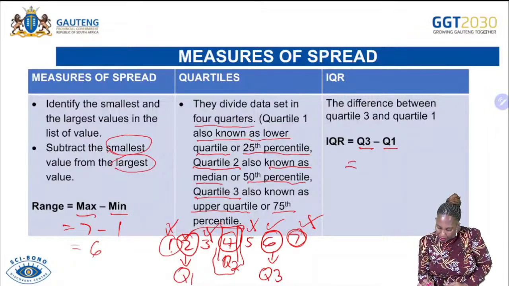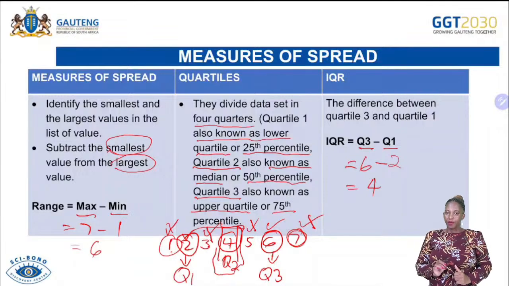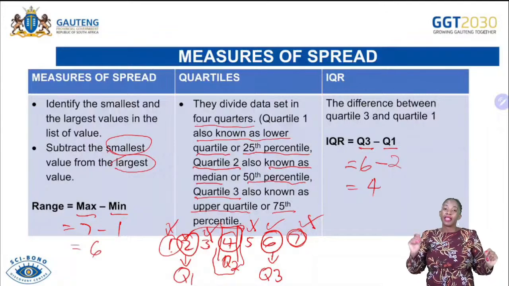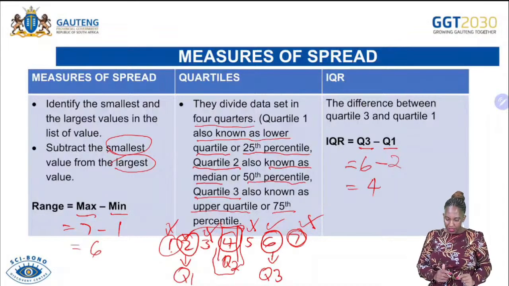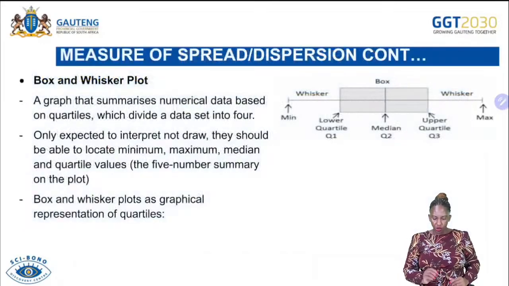Now I will go like this. I'll say my Q3, we said it's 6, minus the 2. And then my interquartile range will be 4. So boys and girls, don't worry, we are still going to do this in detail. I was just showing you the difference between the range and the interquartile range. How do we determine it? You'll see it's such an interesting topic that you'll enjoy.